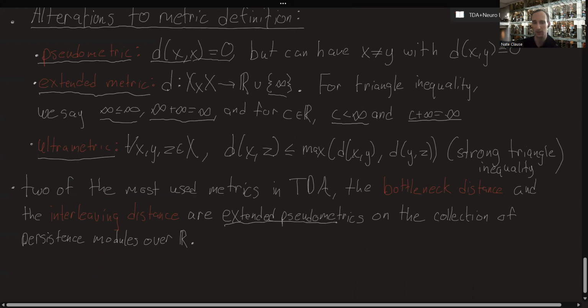They are extended pseudometrics on collections of persistence modules. So what this means from the above definition is that bottleneck distance and interleaving distance can both be zero on objects which are distinct, and they allow distinct objects to have infinite distance between each other, but they still satisfy the triangle inequality as well as symmetry, and the distance from an object to itself is zero. So they are extended pseudometrics.